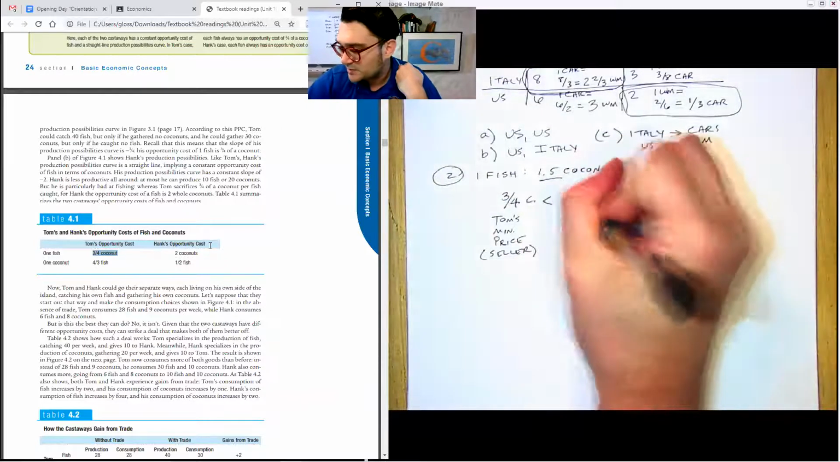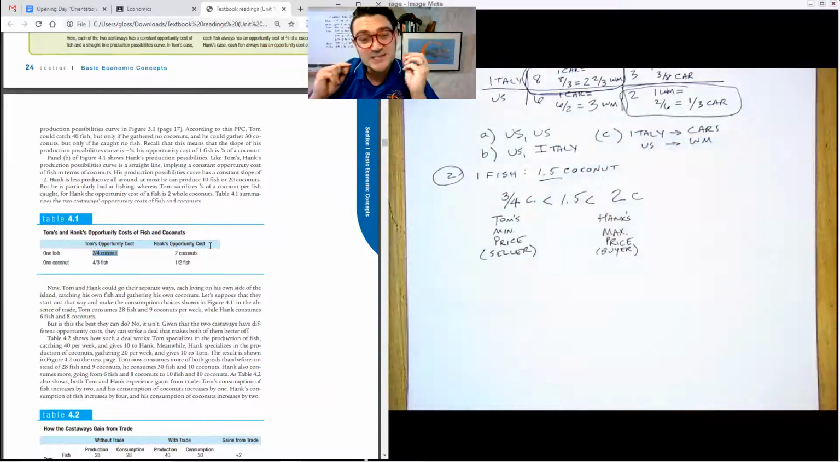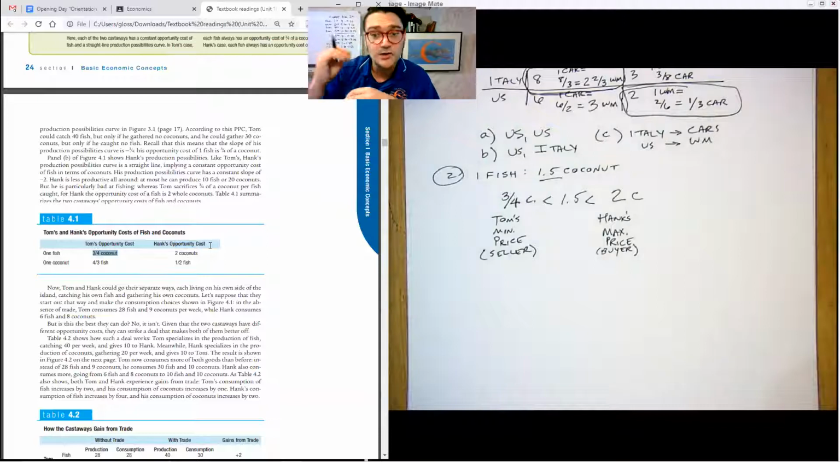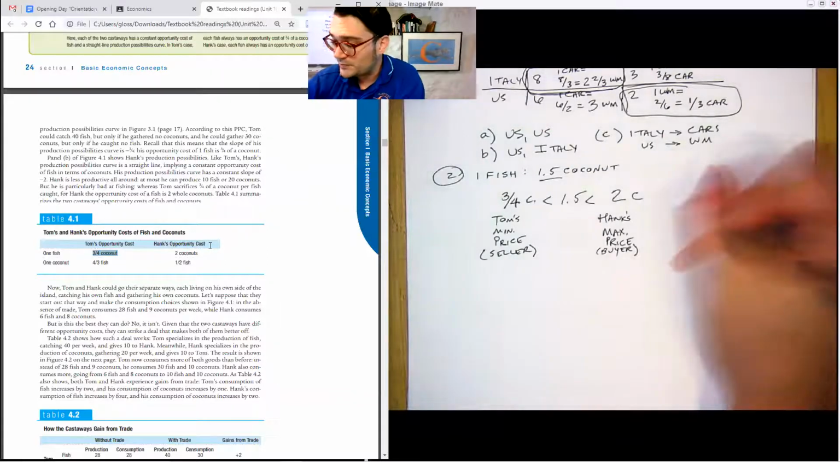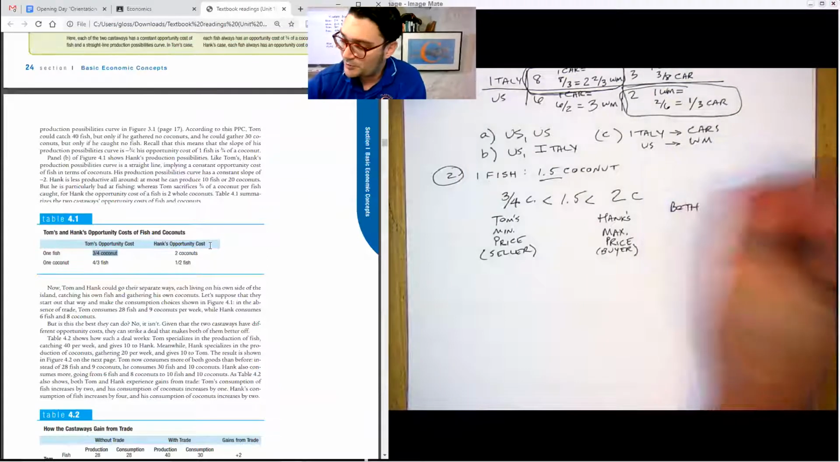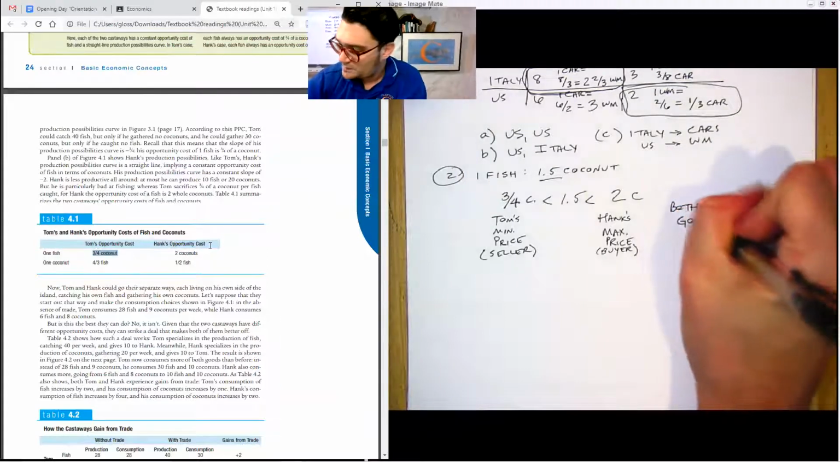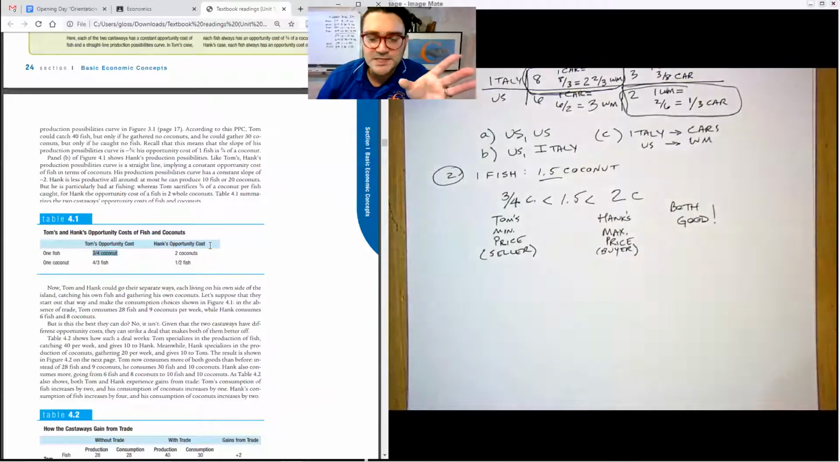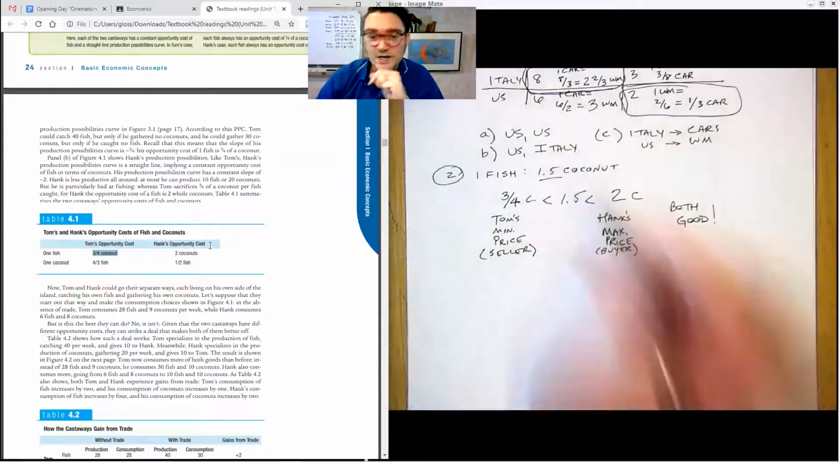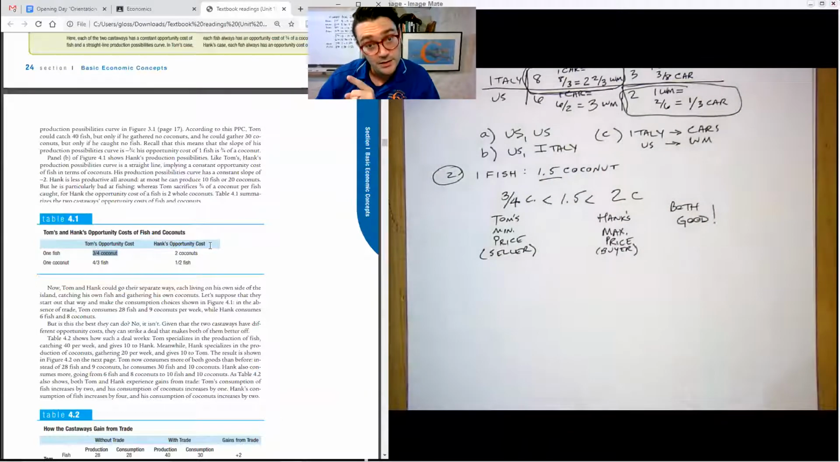It's between the two. And so it satisfies both of their needs. It's above Tom's minimum price that he's willing to sell it for, and it's below Hank's maximum price that he's willing to pay. So both of them would be good with the deal. Both good. Now, just bear with me for a second, and let's think about what would be the case if it were like, instead of 1 to 1.5, it were 1 to 3. Okay, so 1 to 3 coconuts.